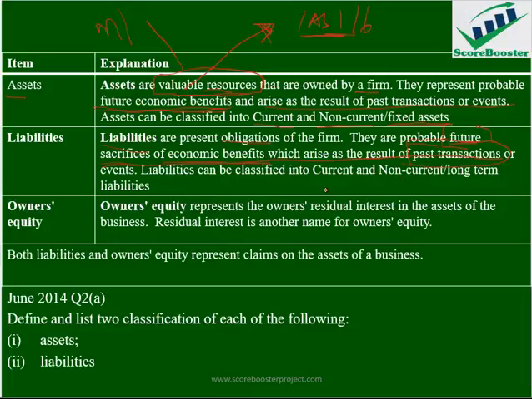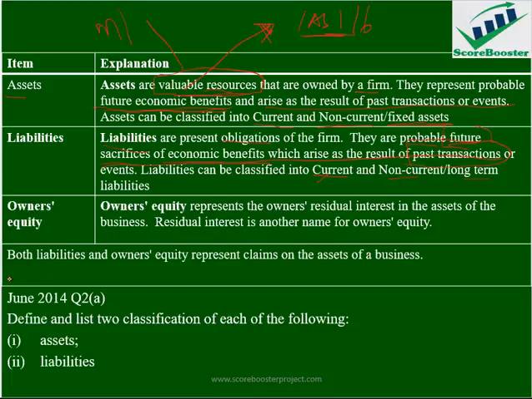Then liability also can be defined as current and non-current, what we call long-term liability. Current, as the name implies, is liability that you have to settle, you have to pay back within 12 months. Whereas non-current liability is the one you can pay back in more than 12 months.